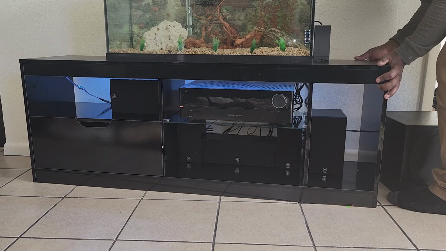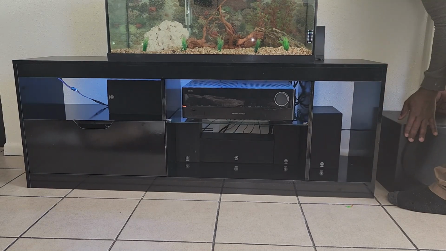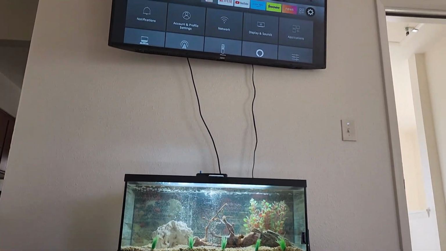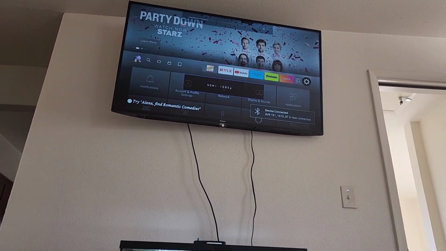I'll push the entertainment center back in place and test the surround sound system. It's working fine and I am ready to play music and watch movies.